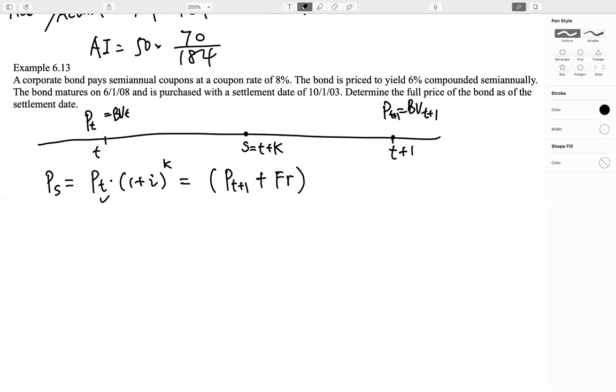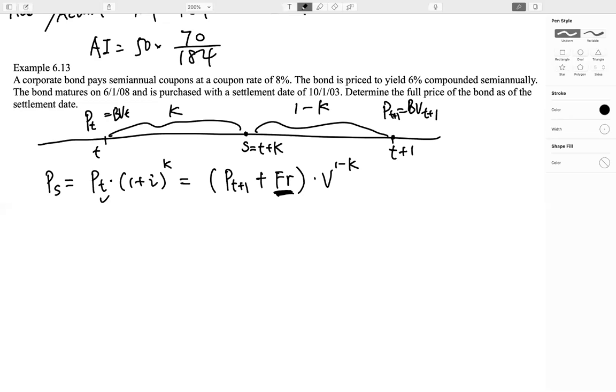So FR is the coupon at T plus 1. I will need to add it back. Then I can discount by 1 minus K. Right? Because here is K, here is 1 minus K. This is the key, okay? Don't forget to add the coupon because our book value is the value immediately after the coupon has been made. So it will be the value after the coupon payment. So it's subtracted. So in order to discount back, you need to include the coupon back.